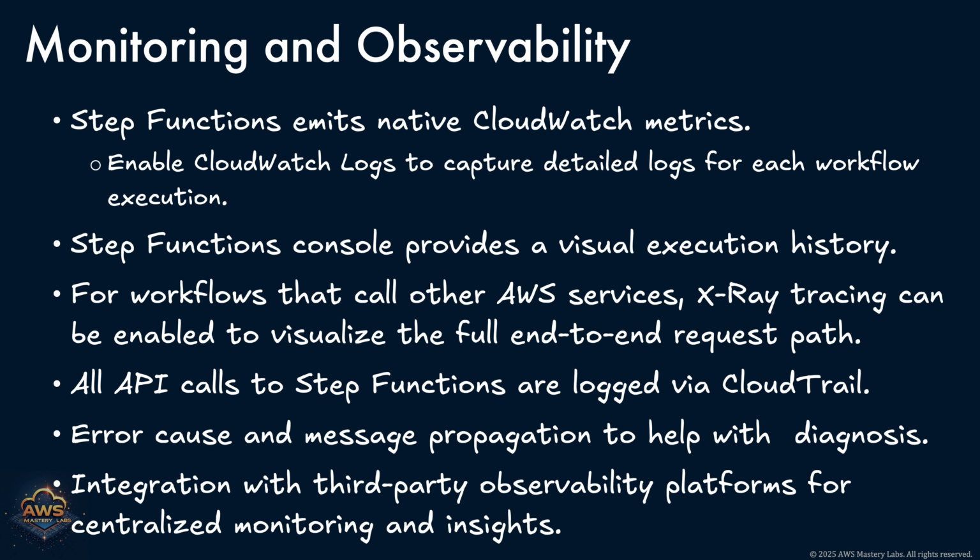Monitoring is a critical part of any production-grade workflow, and AWS Step Functions offers a rich set of tools to help you track, debug, and optimize your state machines with precision. The first and most immediate tool, Execution History, is available right in the AWS Management Console. It provides a visual, step-by-step breakdown of every execution, showing each state, its input and output, and whether it succeeded or failed. Beyond the console, Step Functions emits native Amazon CloudWatch metrics for core lifecycle events.